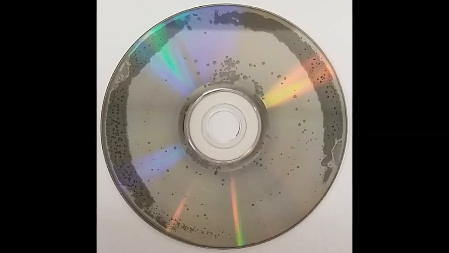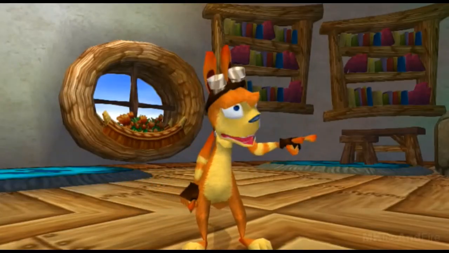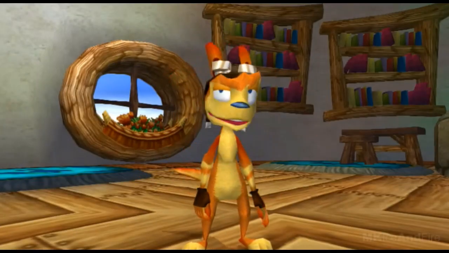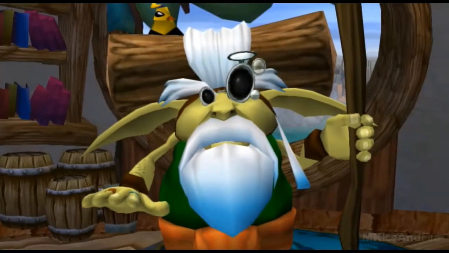A couple of points on the physical disk space. Older games are harder to find unscratched, I'll be honest. Trying to find a mint condition PS2 or PS1 game is tricky. PS3 games, for some reason, are always scratched as fuck, and I don't know why.